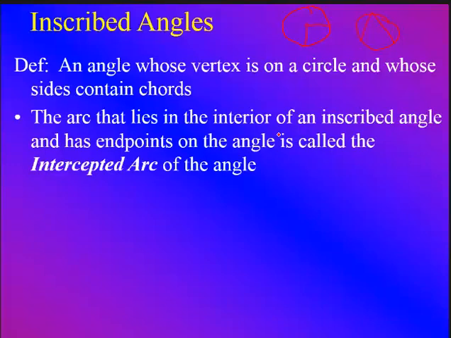The arc that lies in the interior of an inscribed angle and has endpoints on the angle is called the intercepted arc. So the intercepted arc is this part of the circle, the arc, that goes from endpoint to endpoint on that circle. The endpoints lie on the angle. So it's the piece of the crust, so to speak, of the pizza that goes from one side of the angle to the other side of the angle.